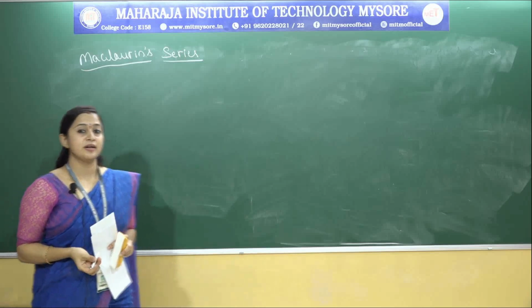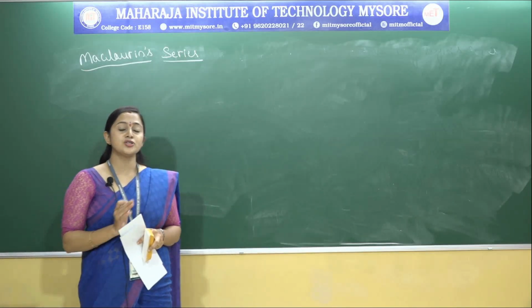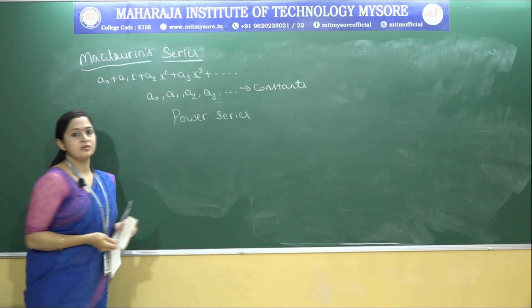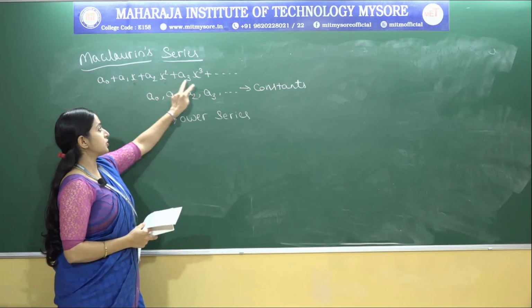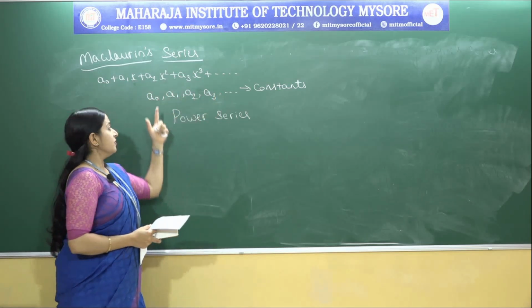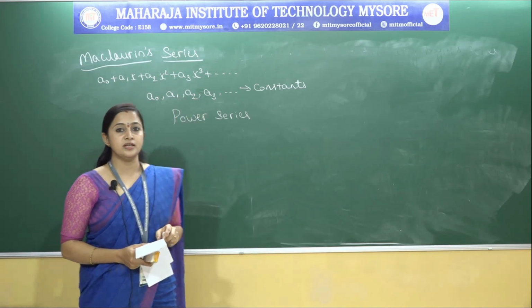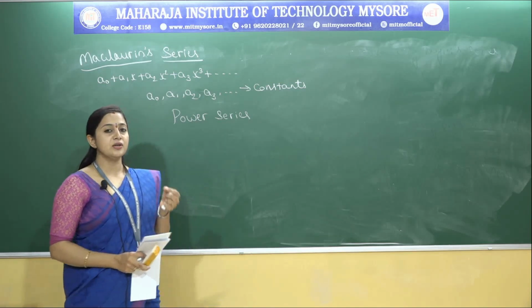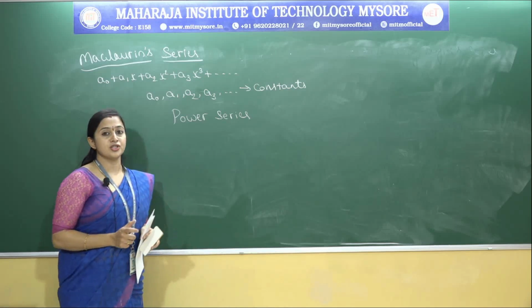The next one is the Maclaurin series. Before starting the Maclaurin series, let us know what the power series and expansion of a function are. An expression of the form a0 plus a1 x plus a2 x square plus a3 x cube, etc., where a0, a1, a2, a3 are constants, is called a power series. The process of expanding the given function in the form of a power series is called expansion of the function.